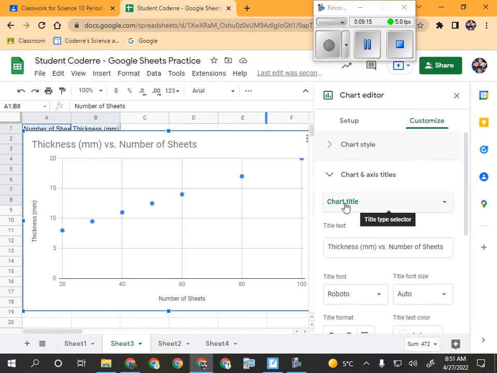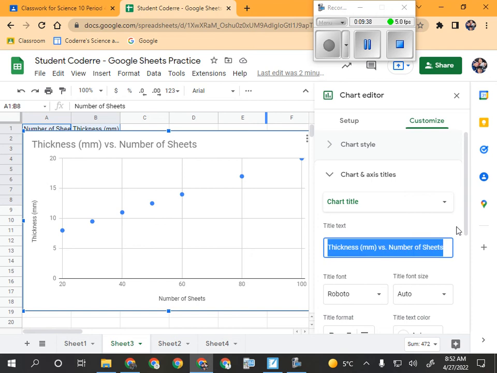Right underneath there you'll see this field. Right now it says chart title. And underneath that is this whole thickness, millimeters versus number of sheets. I don't like graph titles that say here's what's on the X and here's what's on the Y, because I can see that by looking at the graph. I don't need the title to tell me that. So the title should be something a little bit more meaningful. For me, I'm going to call this book thickness graph.